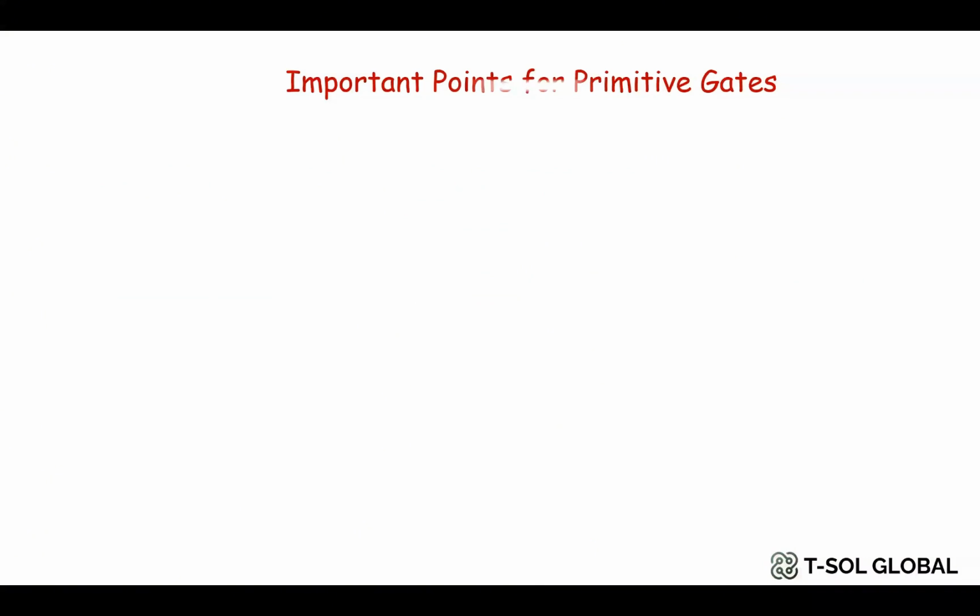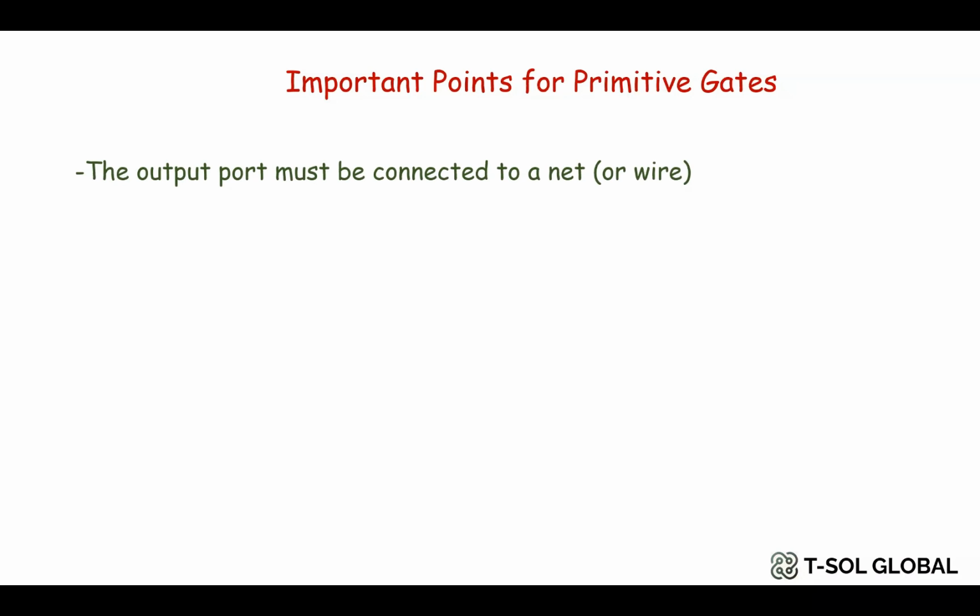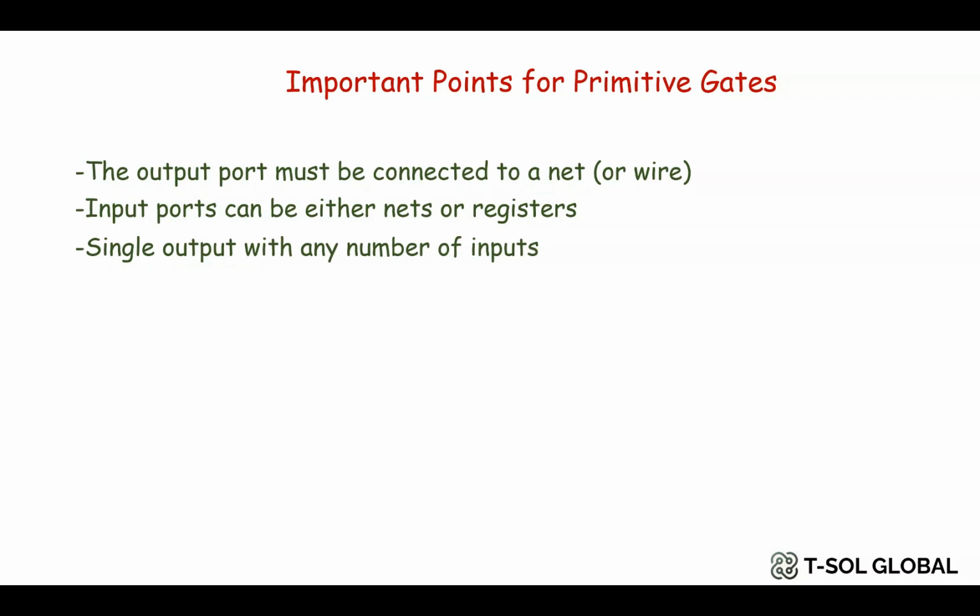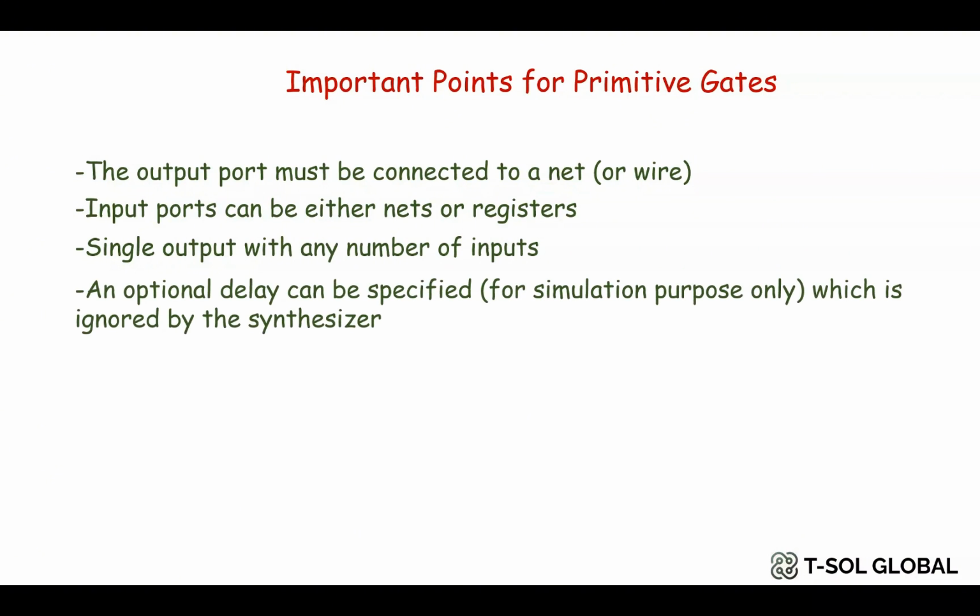In primitive gates, some important points are: the output port must be connected to a net or wire. Input ports can be either nets or registers. These are generally single output with theoretically any number of inputs. We can use an optional delay for simulation purposes only. This delay is ignored by the synthesizer when we try to build the practical circuit.